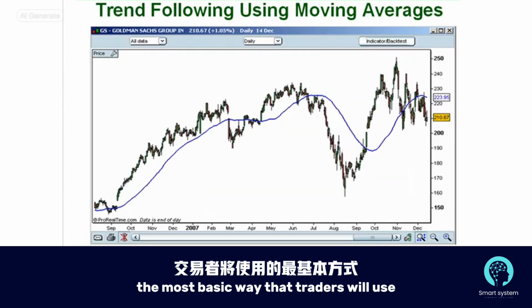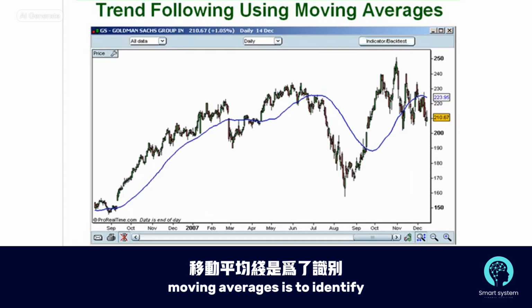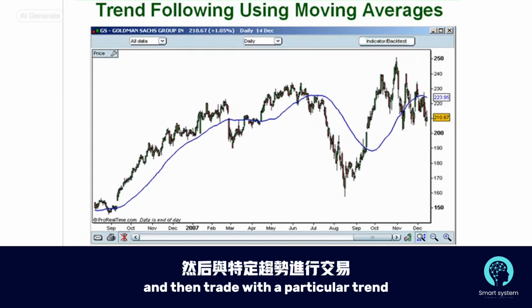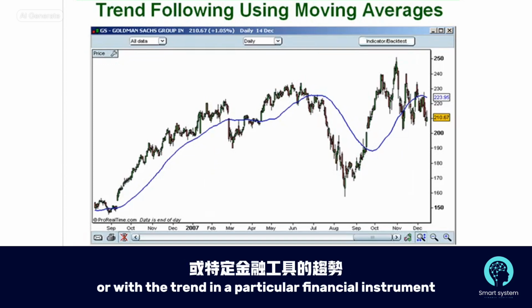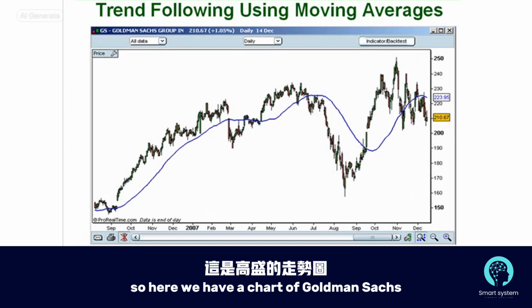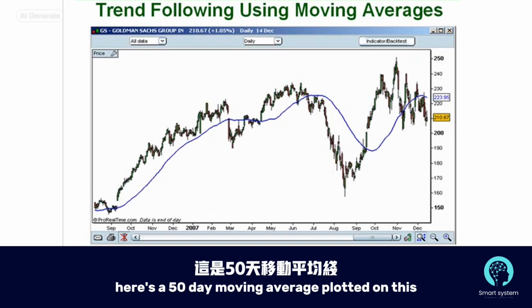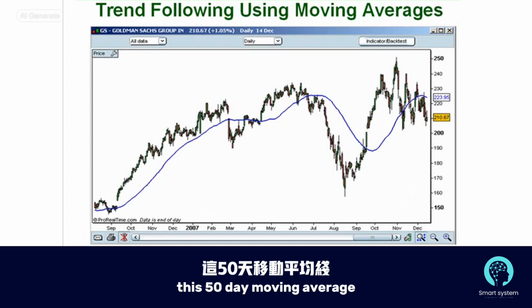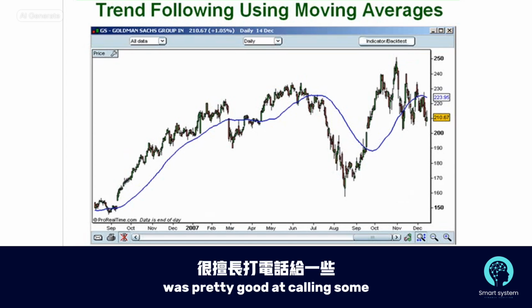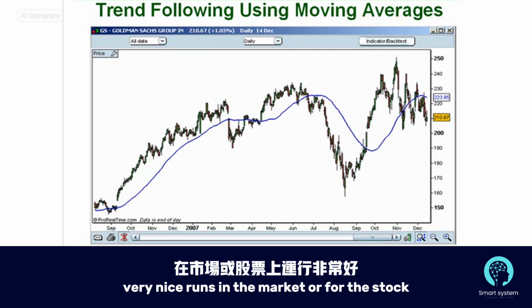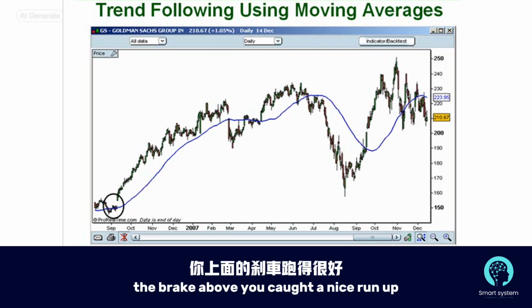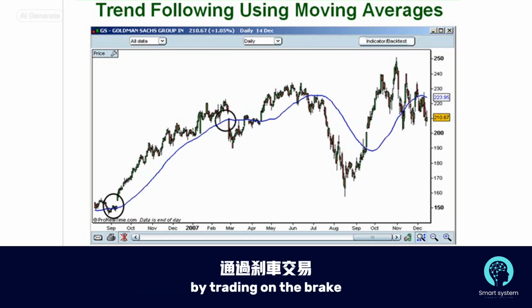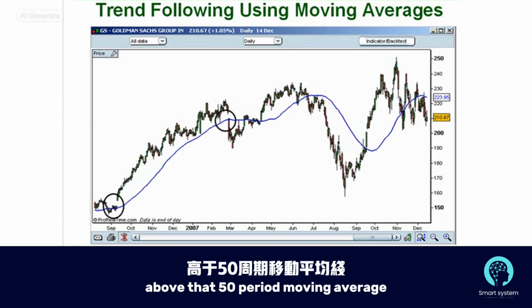The most basic way that traders will use moving averages is to identify and then trade with a particular trend, or with the trend in a particular financial instrument. So here we have a chart of Goldman Sachs. Here's a 50-day moving average plotted on this. And you can see here that this 50-day moving average was pretty good at calling some very nice runs in the market or for the stock. The break above, you caught a nice run up by trading on the break above that 50-period moving average.